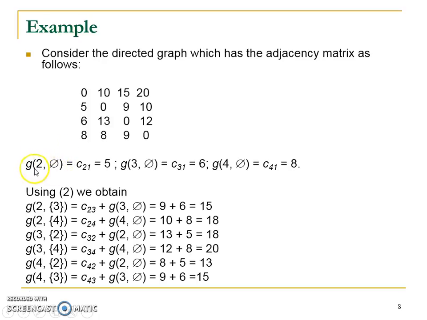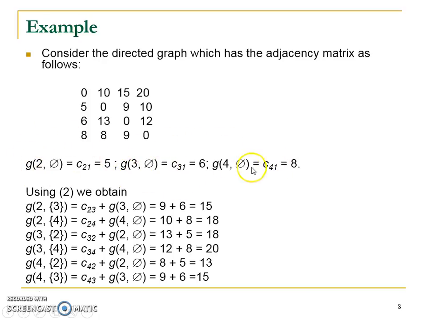So the cost of the path starting from vertex 2 going back to 1, not visiting any of the vertices, is nothing but the cost of the edge from vertex 2 to 1, which is 5. Similarly, when I start from vertex 3 and go back to vertex 1, it is the cost of the edge C31, which is 6. Similarly, starting at vertex 4 and going back to vertex 1, the cost is 8. Now, these are all the solutions we obtain when the size of the set is equal to 1.